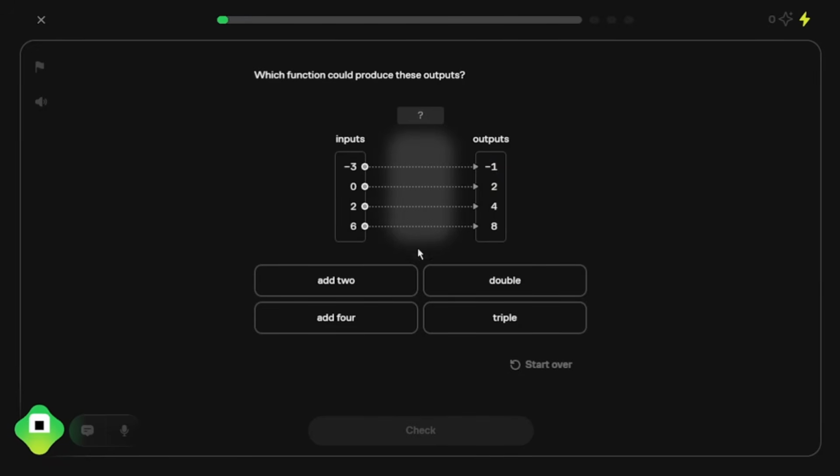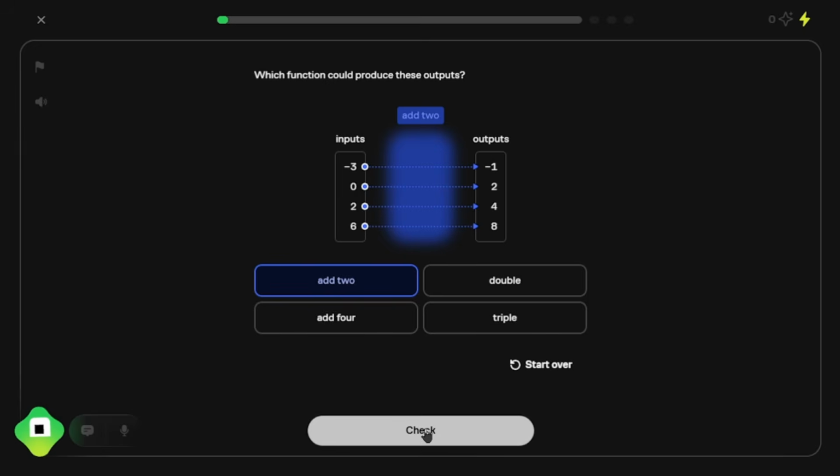addition, you would say. Negative 3 add 2 equals negative 1, that's correct. And here's the second input, 0 add 2 equals 2. 2 add 2 equals 4, 6 add 2 equals 8. So add 2 is the correct answer.